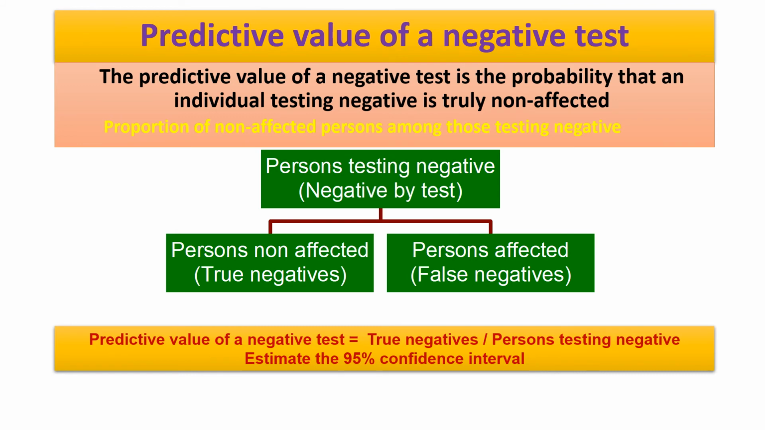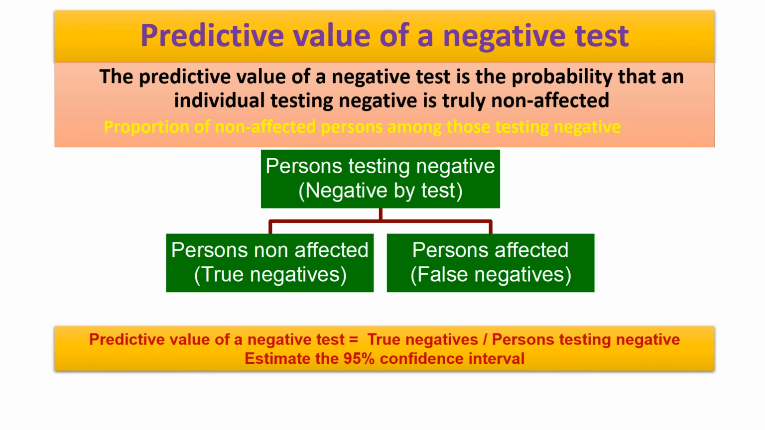In addition to the predictive value of a positive test, we also have the predictive value of a negative test. The predictive value of a negative test is the probability that an individual testing negative is truly not affected. In other words, it's the proportion of not affected persons among those testing negative.